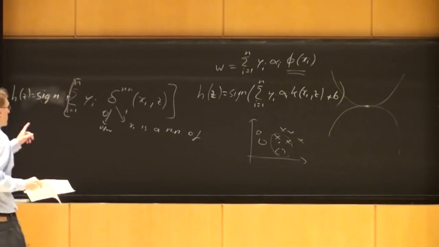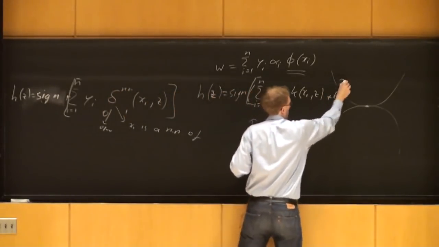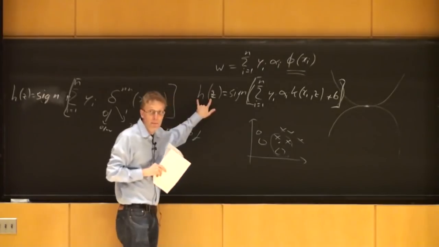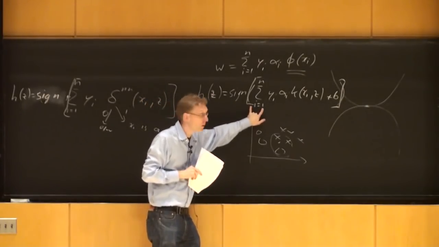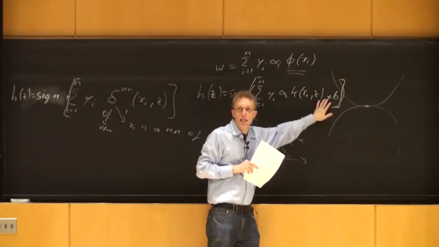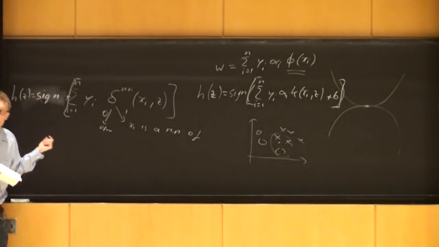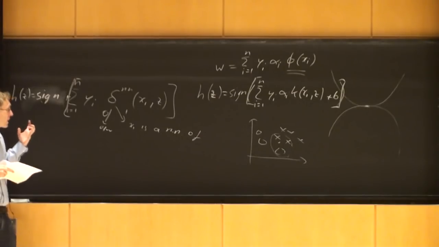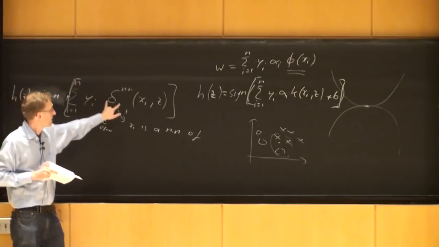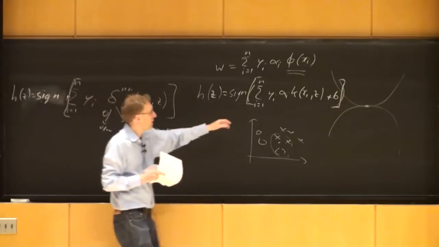Now compare this with this equation here, where h of z is the sum of all points, their label, times alpha i k plus some bias. Something should strike you: this is really, really similar. It's almost the same thing. We sum over all the data points. And here we basically just say, let's only take the nearest neighbors. Everything on the nearest neighbors is 1, everything else is 0. Here we have this term here.